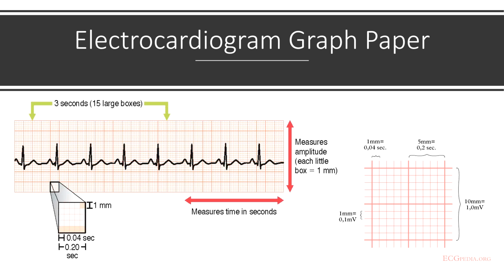So if you're looking at EKG strips at clinical, which I highly recommend that you do, then you will have either a print off or you'll look at it on the computer and it'll give you a certain amount of time, 6 seconds, and then you can review the rhythm. Across the bottom, it measures time in seconds. Vertical measures amplitude, and each little box is 1 mm.